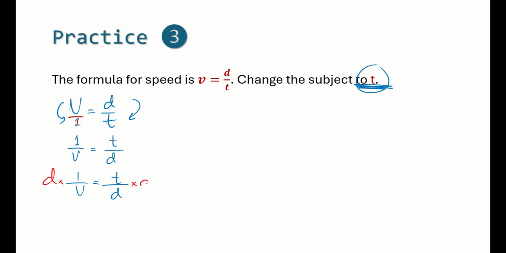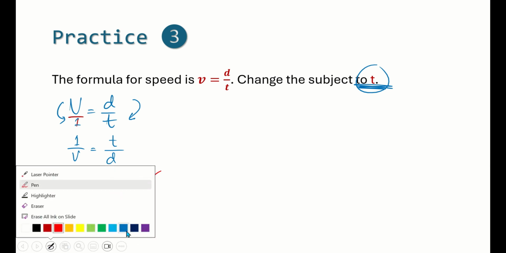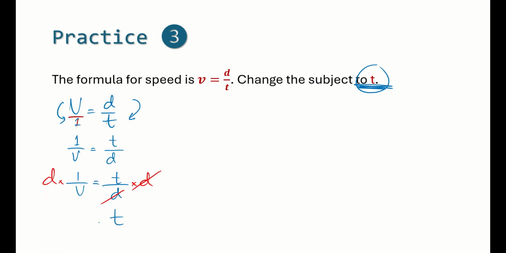So we times this also by d. That's the reason we can cancel out this d. So d will disappear. And then t equals d over v. This is the step to let t be the subject. So we have t equals d over v.